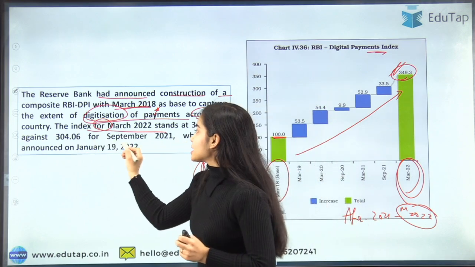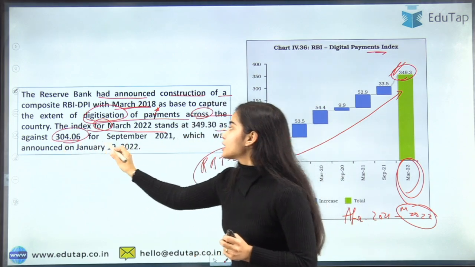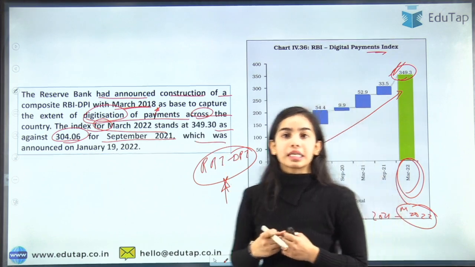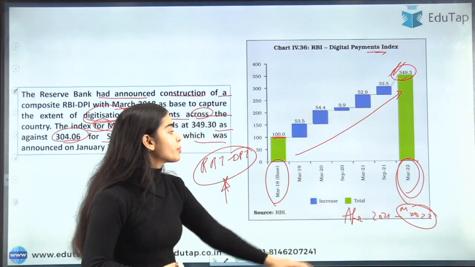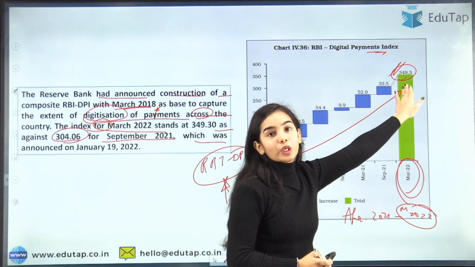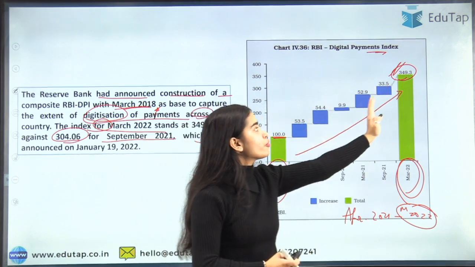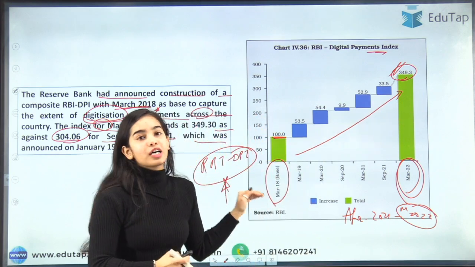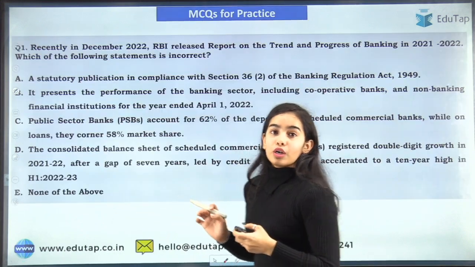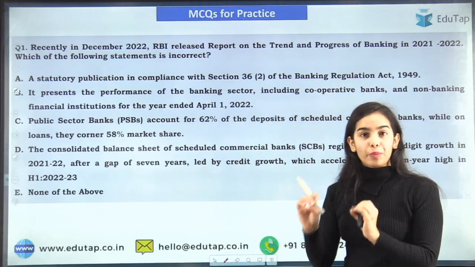349.30 as against 304.06 from September 2021, which was announced at this date. So just what you have to remember, that March 2022 the index was 349.3, and there is continuous improvement that has happened since March 18, which is also the base. Okay. So now I hope you have understood the report very clearly.